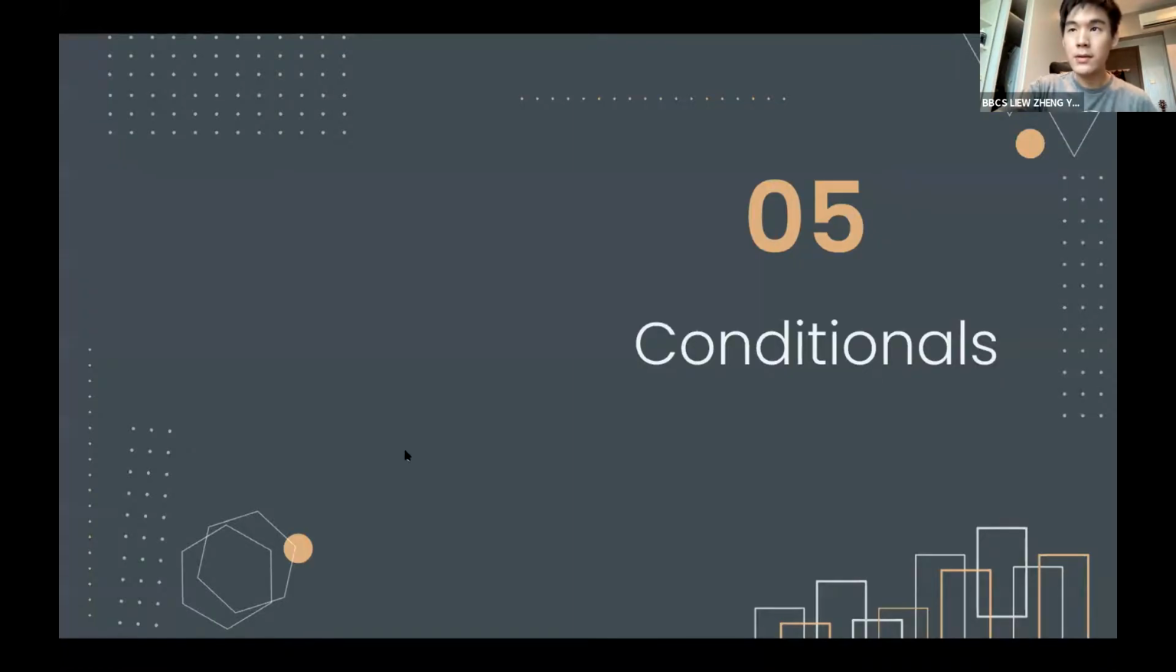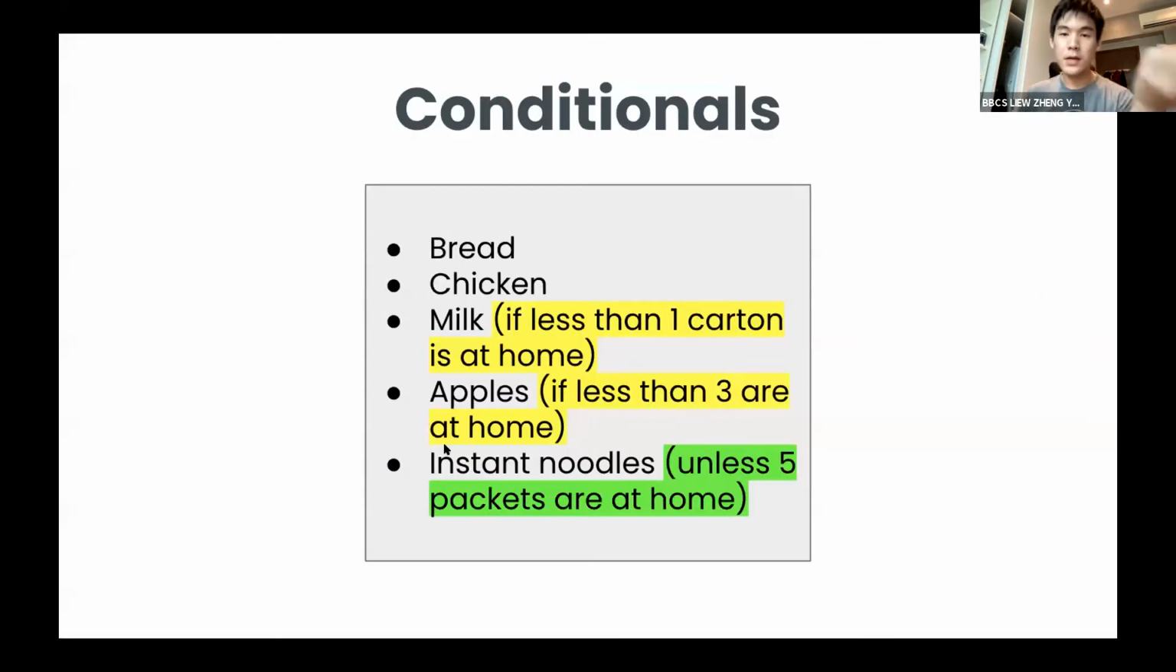Let's move on to conditionals. So with conditionals, over here, it's best explained that we have a list of groceries and note how you want to always buy bread and chicken, but only buy milk and apples if their respective conditions are met. So they fall below a certain quantity. And also note how you will always buy instant noodles, unless the condition is met. So there are already 5 packets at home. So this can be translated into C++ terms by what is known as conditionals.